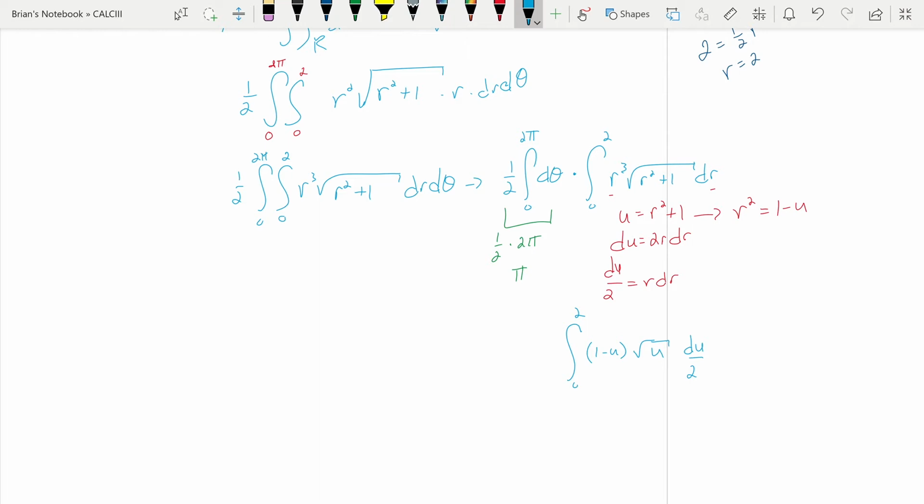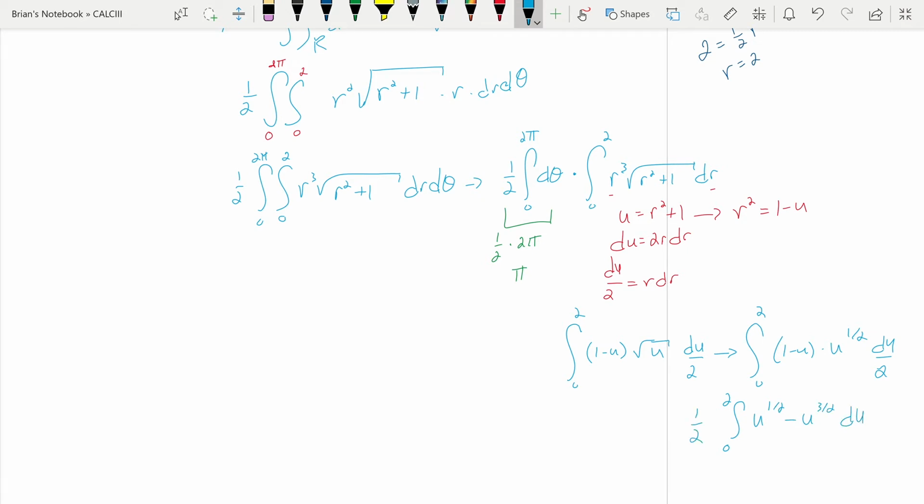And once we do that, now we just solve that integral. And you say, how do we solve it? Now we still have two terms. Well, I'd say just bring out 1 minus u, and then times u to the 1/2, du over 2. And then that becomes the integral from 0 to 2 of u to the 1/2 minus u to the 3/2 du, and I'll put the 1/2 in front.